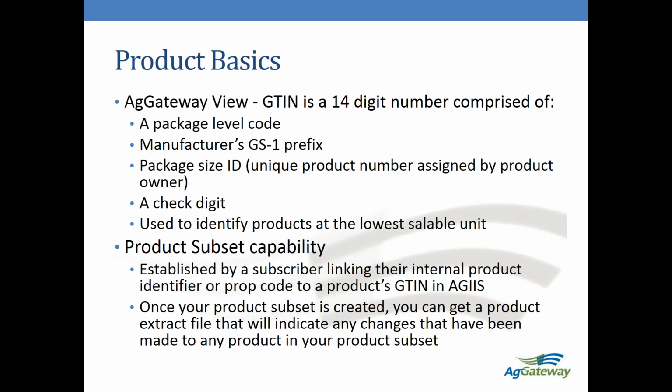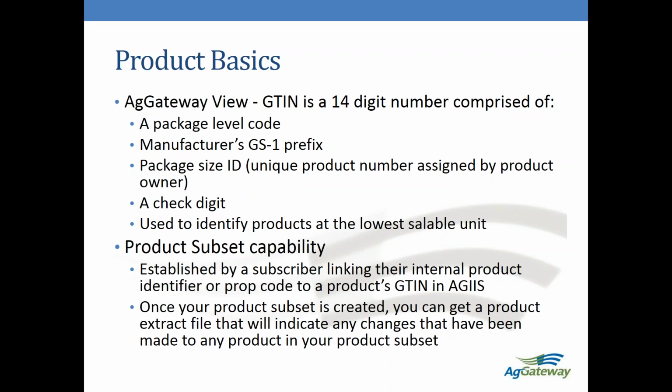AgGateway's view, and as I had mentioned before, we do work with GS1 on the GTINs, but our view is that GTIN is a 14-digit number comprised of a package level code, a manufacturer's GS1 prefix, and this is the prefix that GS1 assigns to a company, a package size ID, a unique product number assigned by the product owner, and then there's a check digit. And we do have a check digit calculation within AGIIS to make sure it is correct before it is entered into the system.